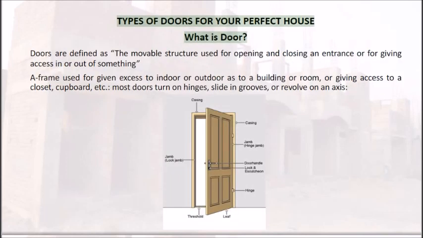Types of doors for your perfect house. What is a door? Doors are defined as the movable structure used for opening and closing an entrance or for giving access in or out of something. A frame used for giving access to indoor or outdoor, as to a building or room, or giving access to a closet, cupboard, etc. Most doors turn on hinges, slide in grooves, or revolve on an axis.